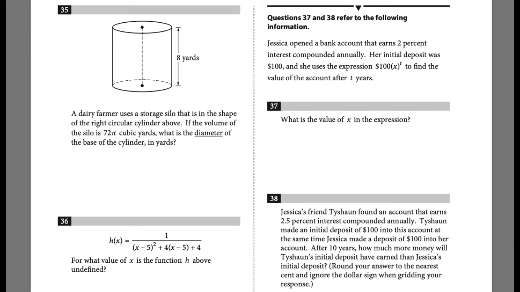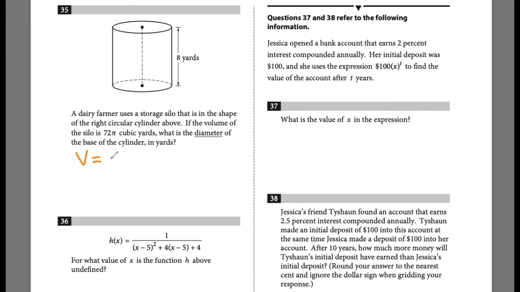Number 35. A dairy farmer uses a storage silo that is in the shape of the right circular cylinder above. If the volume of the silo is 72 pi cubic yards, what is the diameter of the base of the cylinder in yards? So our first step is to set up the formula for volume of a cylinder.